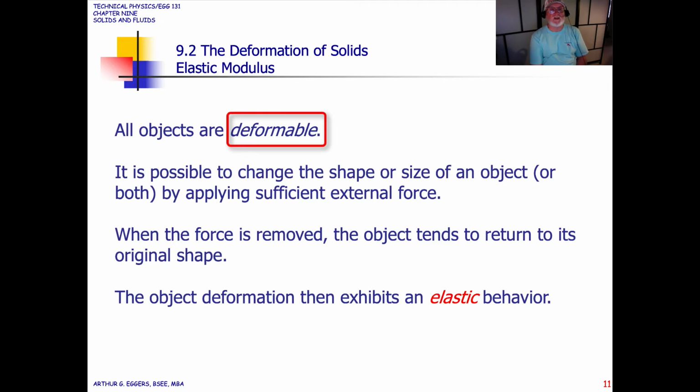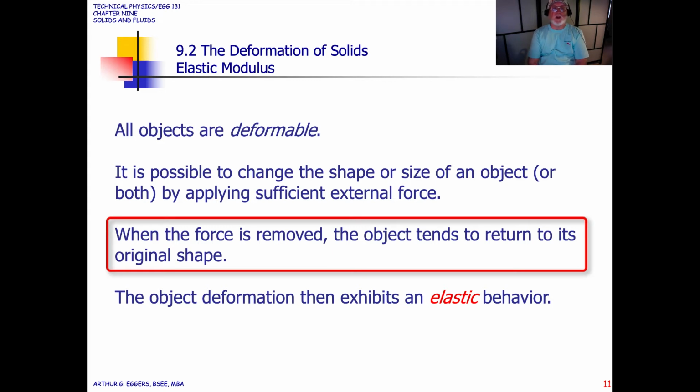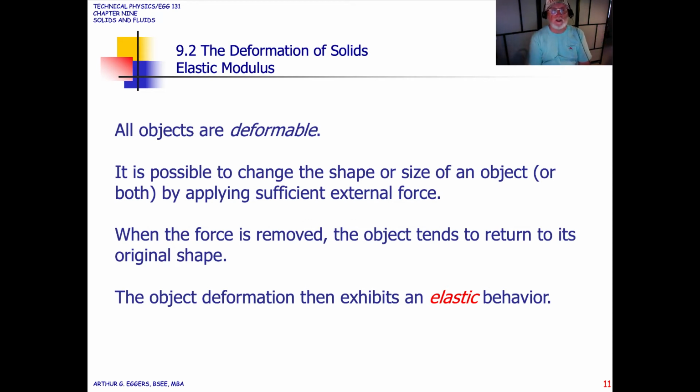All objects are considered deformable. If you put enough force or enough pressure on them, you'll be able to change the shape of the object. It may be minuscule, but you'll be able to change it. It's possible to change the shape or size of an object, or both, by applying sufficient external force. When the force is removed, the object tends to return to its original shape. Think about a spring. We take a spring, we put it into compression, and as soon as we let go, what happens? It tries to return back to 100% of its original shape. The object deformation then exhibits an elastic behavior.